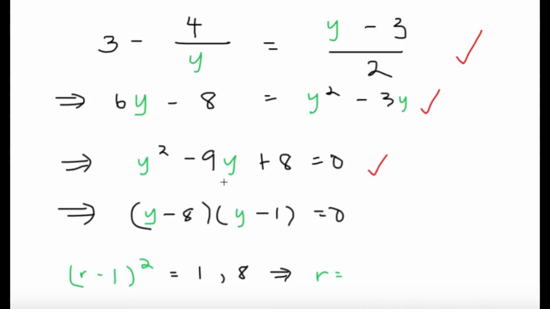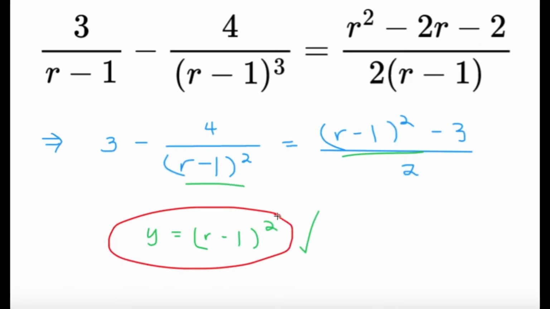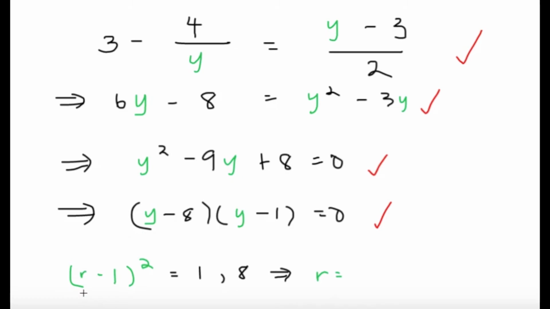So y squared minus 9y plus 8 equals 0. That's nicely factorable. We're going to get y equals 8 and y equals 1 based on the factoring. Now, don't forget that we made the substitution for y. So (r minus 1) squared is going to be equal to 1 or 8. And let's try to take cases.